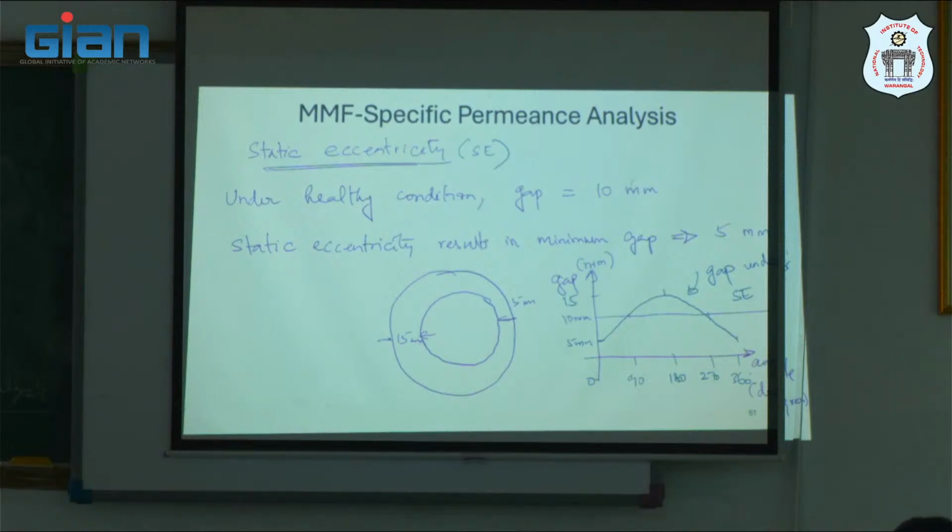Okay? So the published literature says static eccentricity fault can be mathematically represented as the gap under static eccentricity. Gap under static eccentricity is gap under healthy condition minus the minimum gap times cosine of the angle phi from the stator frame of reference. So this is the mathematical expression.